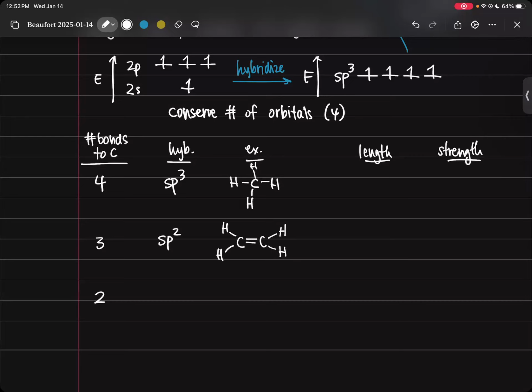We can also have the case where there's just 2 bonds to carbon, or just 2 things attached to carbon. A triple bond, that's acetylene. And it might not surprise you to find that when carbon only has 2 of those bonding domains, we need 1 s orbital and 1 p orbital. And that hybrid is just sp.